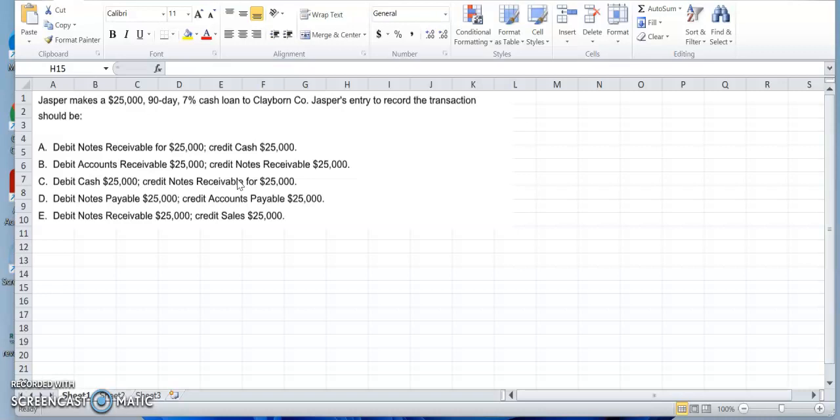Like I said, when you're issuing a notes receivable, you've got to think about what's going on. It works a little bit like accounts receivable.